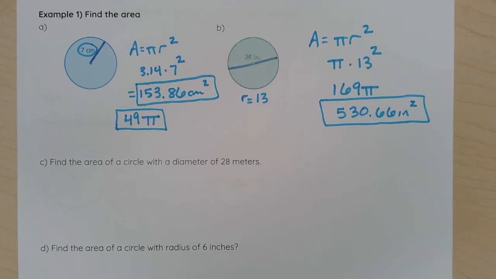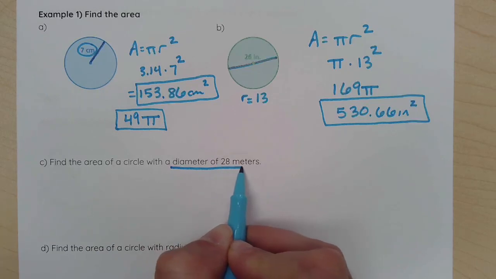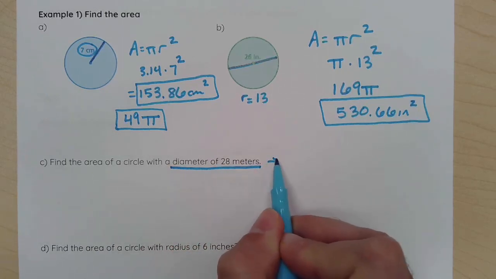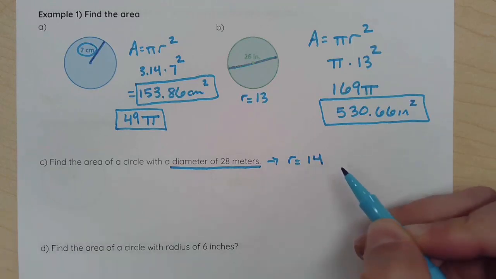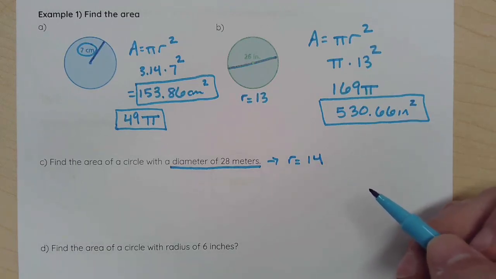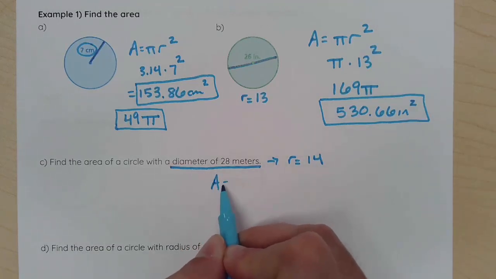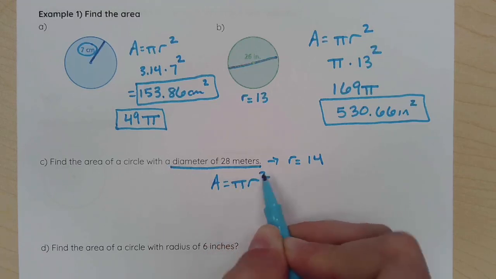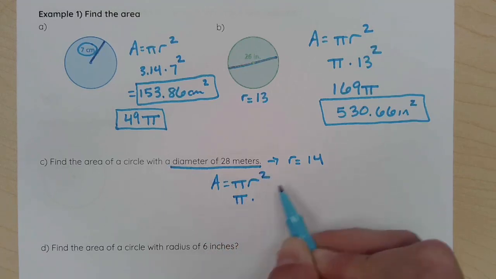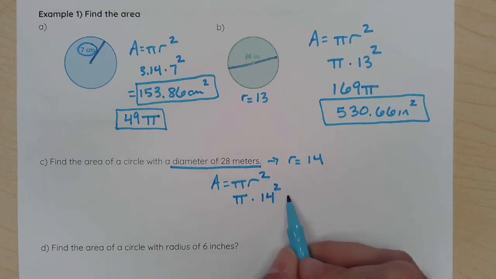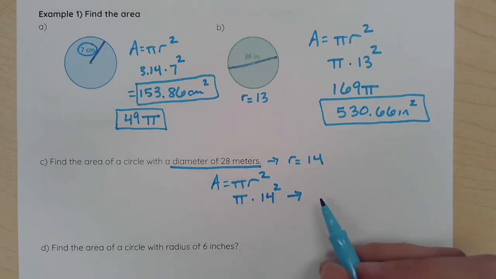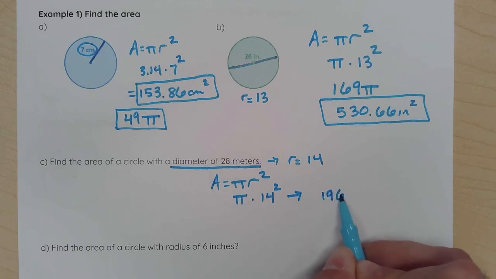C, here I'm just given the measurement. I have a diagram. So the diameter is 28. If I'm given diameter, I want to find the radius, which in this case is 14. So area equals pi r squared. Pi times 14 for the radius squared gives me my exact form of 196 pi.